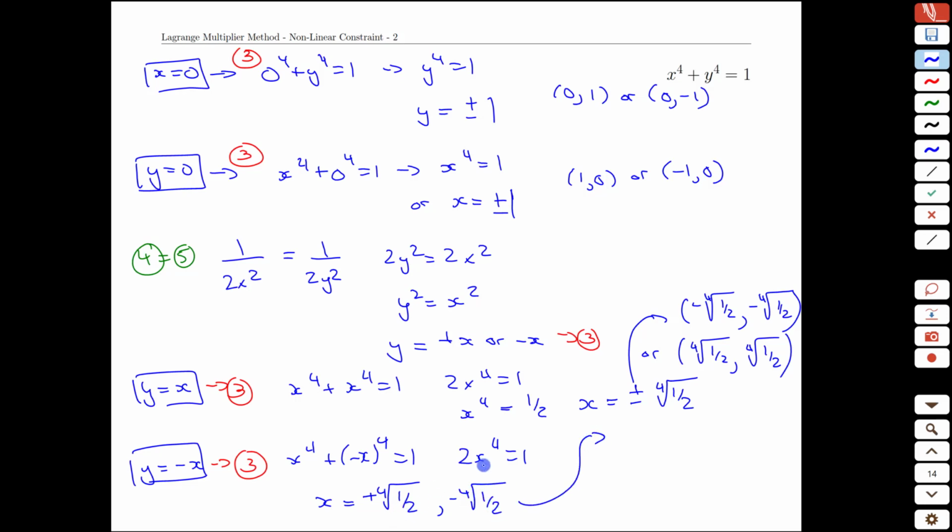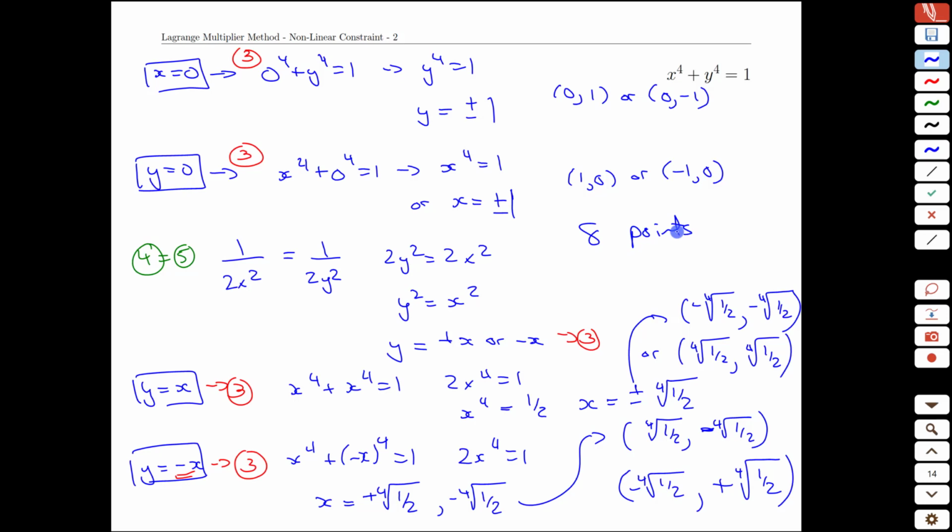Those are going to turn into, careful with this, when we have the positive x, we're going to get a negative y value. So we're going to mix and match the signs this time. Fourth root of 1/2. And if we take the negative x, fourth root of 1/2, then that's going to go with a positive version when we talk about the matching y coordinate. All right, so that gives us a collection of 1, 2, 3, 4, 5, 6, 7, 8 solutions, or 8 points from the Lagrange multiplier equation.